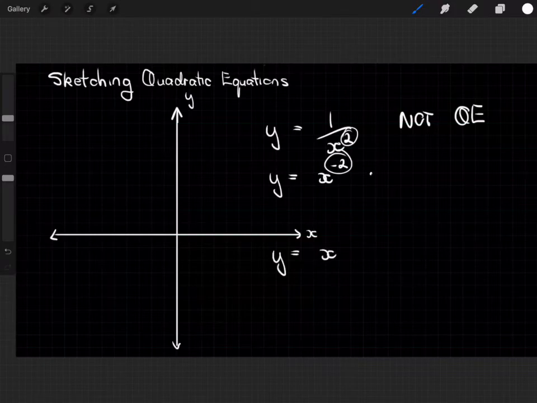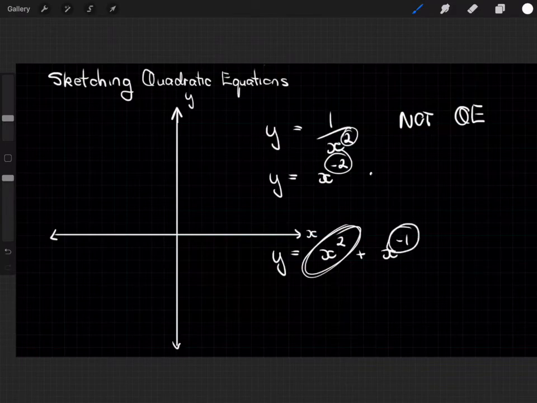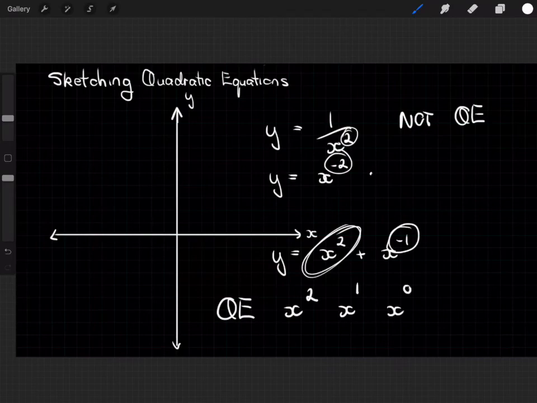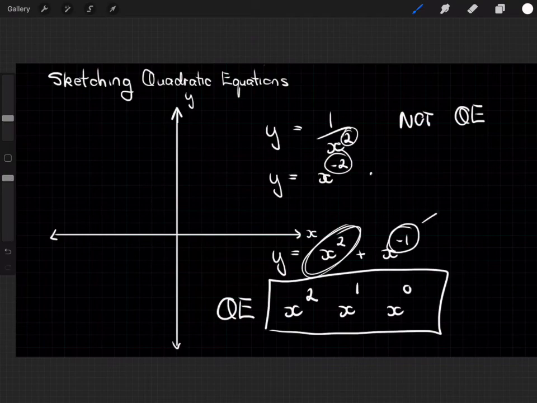Y equals x squared plus x to the power of negative 1. You might think that is a quadratic equation because it's got an x squared term, but it's actually not a quadratic equation because it also has another term here, which is x to the power of -1. In other words, a quadratic equation must have an x squared term. It can also have an x to the power of 1 term. It can also have an x to the power of 0 term. It cannot have any other type of x term. This was x to the -1. That is not allowed. Therefore, it is not a quadratic equation.